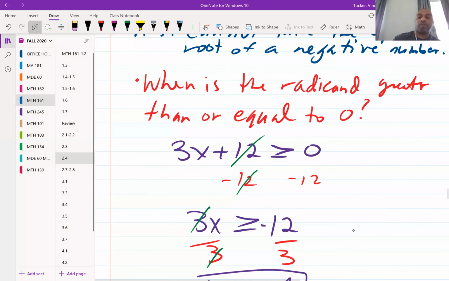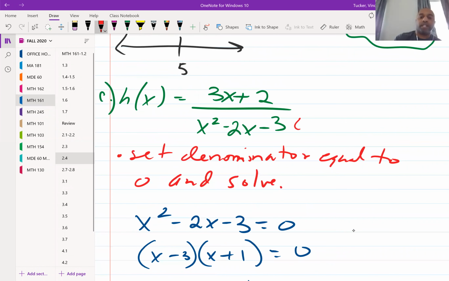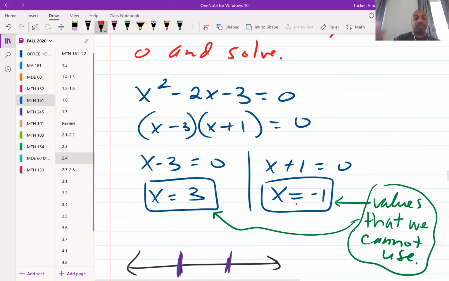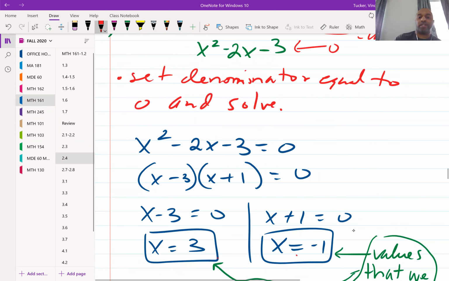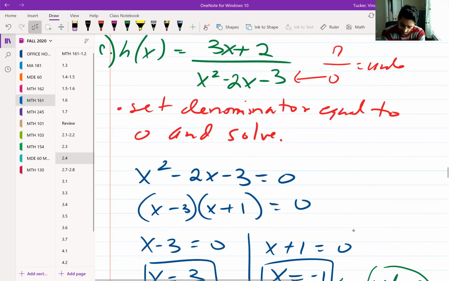Now, when we go back up here, we want to know when was my denominator equal to 0, because when it's equal to 0, anything over 0 is undefined. So when these values are plugged in, that's when my denominator is equal to 0. That means those are the values that I cannot use. So it's more than just, okay, because I have this equal sign, I use parentheses. We're talking about when is it equal to 0.